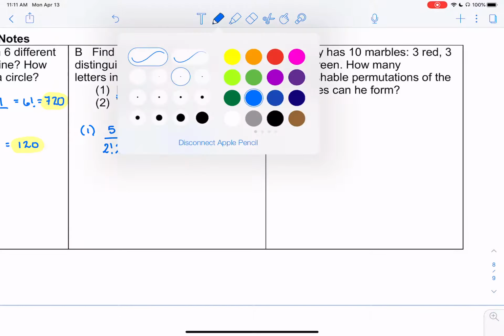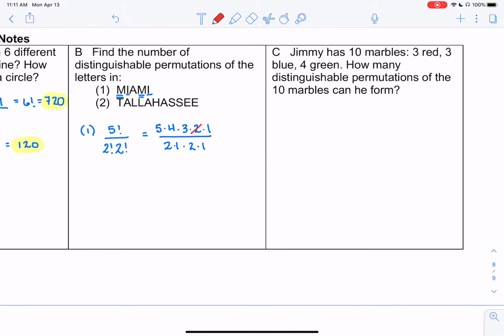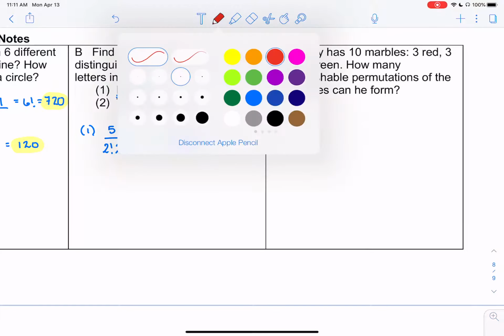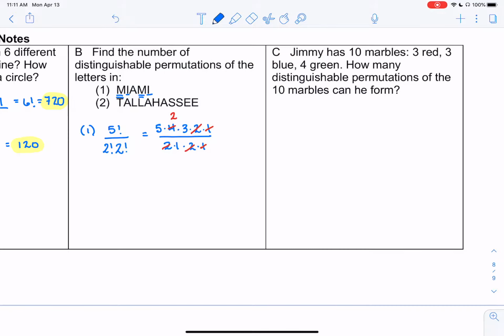And show how you can indeed cancel and reduce, so that we end up just needing to multiply 5 times 2 times 3, which is 30. For part 2, we're using the word Tallahassee.